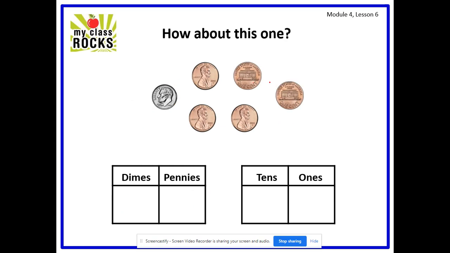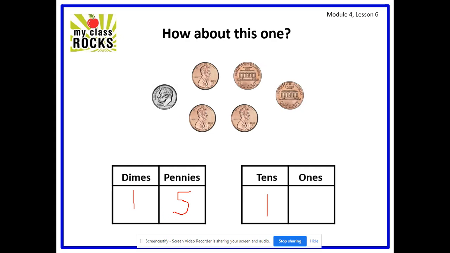How about this one? Answer along with me. How many dimes do you have? Get ready. Yes, 1 dime. How many pennies do you have? Get ready. Yes, 5 pennies. If we have 1 dime, how many tens do we have? Get ready. Yes, we have 1 ten.